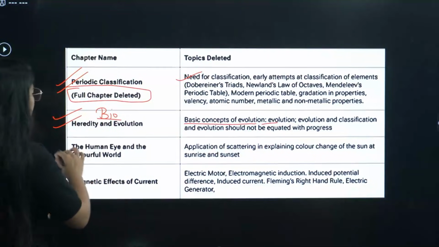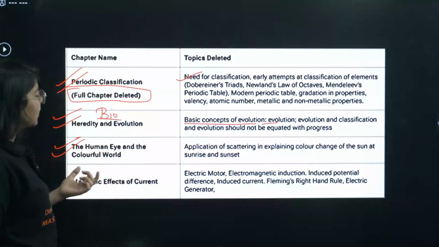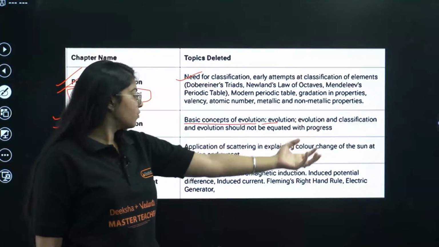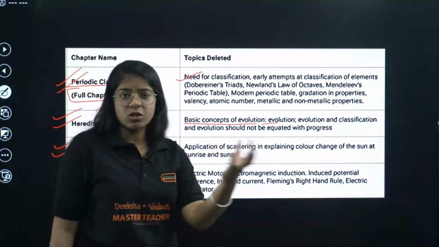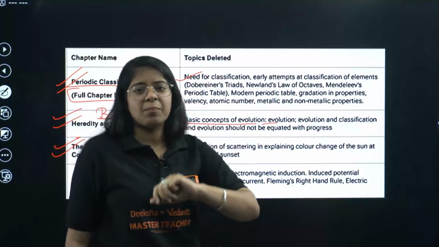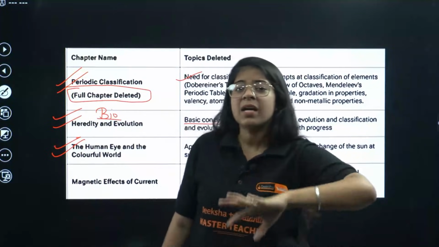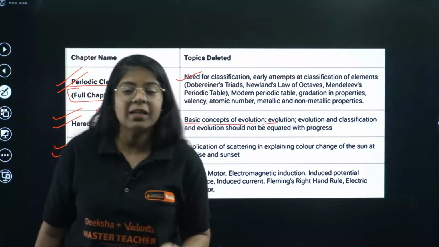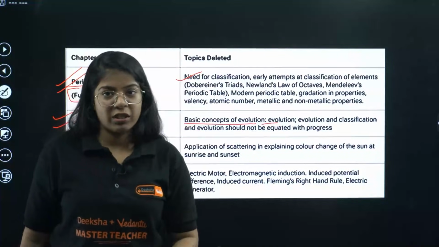Right. Next, coming on to physics, the human eye and the colorful world, application of scattering in explaining color change of the sun at sunrise or sunset. You know those questions, why sunset happens but the sun is still visible, why sunrise happens before the actual sunrise. All those questions are omitted. Do not waste your time on these questions.